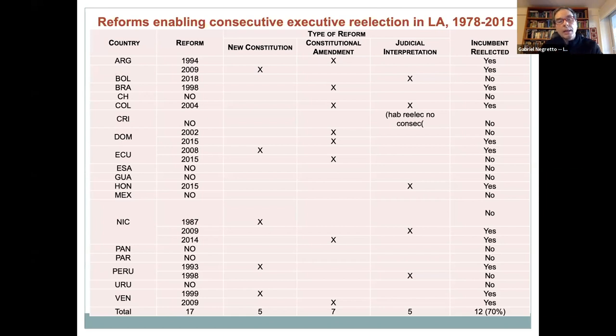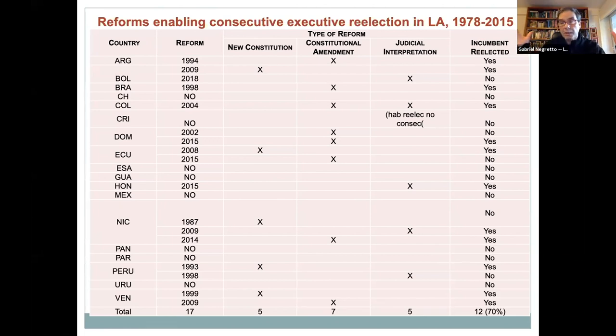on the one hand, and on the other hand, they usually open the possibility that these reforms, once enacted, particularly once they allow just one term extension, will not stick, as it happened in cases like Bolivia, Ecuador, and most notoriously in Venezuela. So here I illustrate the different types of legal reform: by a new constitution in five cases, constitutional amendment in seven, judicial interpretation in five. As you can see in the last column, 12 of those reforms, that is 70% of the 17 reforms, effectively led the incumbent to be reelected.